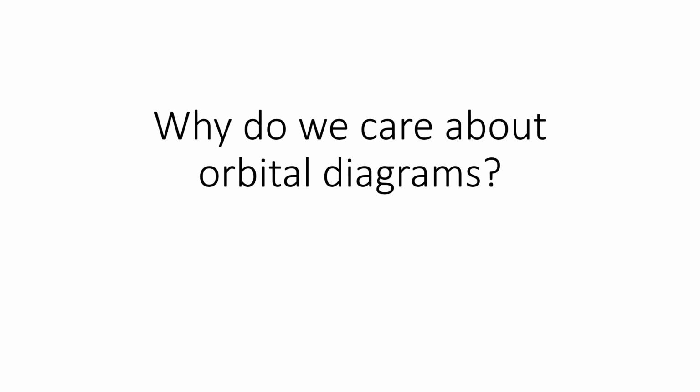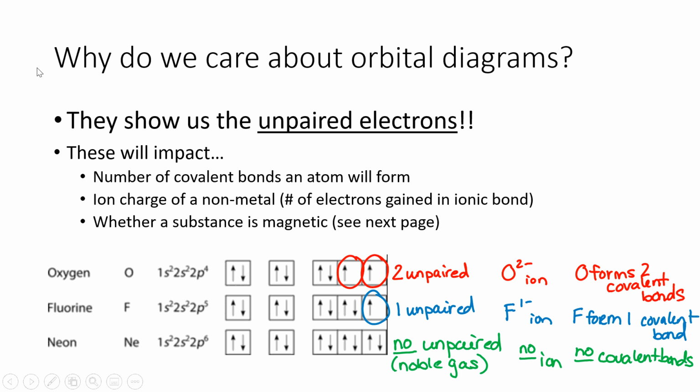Welcome. In this video, we're going to talk about orbital diagrams and what kind of information they can give us. At this point, you've learned how to write orbital diagrams and electron configurations, and you might be wondering, why would I want to do that, right? Are these useful? What kind of information do these tell us?